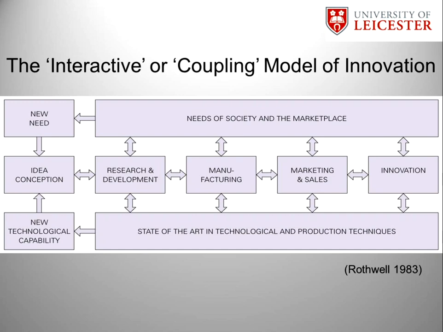And because it's trying to bring these two linear models together, it's often called the interactive model because it's interacting between emerging needs in society and emerging technological and scientific techniques. Or it's sometimes called the coupling model because it's coupling those two models. So that's the first area that you might want to look at: linear models versus the interactive model.